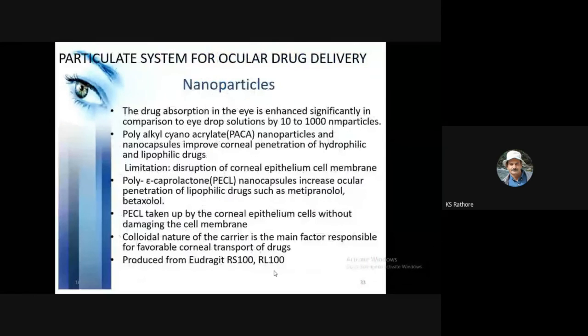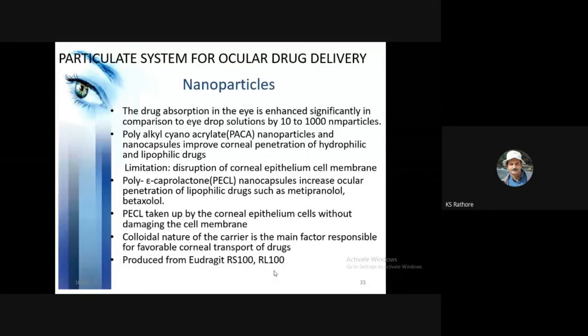Another example is polyepsilon caprolactone nanocapsules. These increase ocular penetration of lipophilic drugs such as metipranolol, betaxolol, and timolol, where polyepsilon caprolactone is used. This PCL plus drug nanoparticle is available in the market under some brand names, and it is taken up by the corneal epithelium cells without damaging the cell membrane.